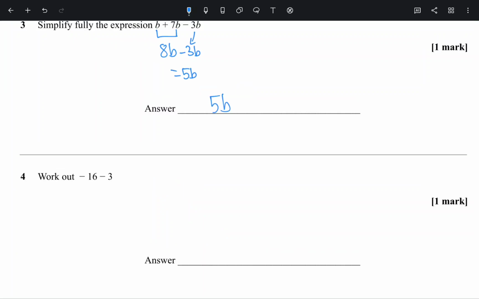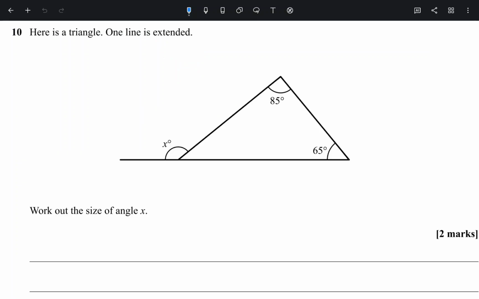Question number 4, minus 16 minus 3. Now we're going further away from 0. So all you do from minus 16, you go back 3. So minus 16 minus 3 will be minus 19. Okay, and that's that.